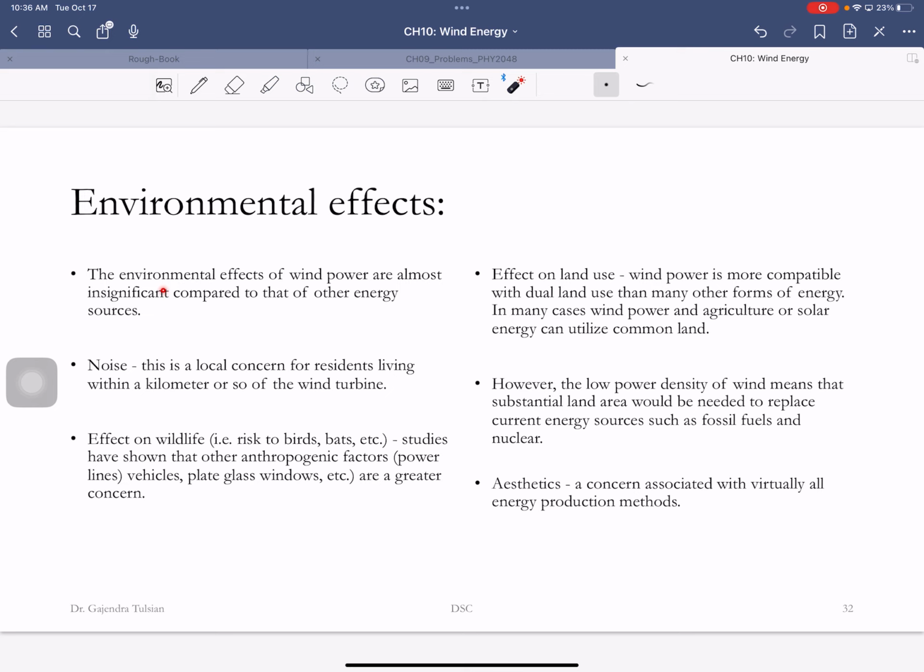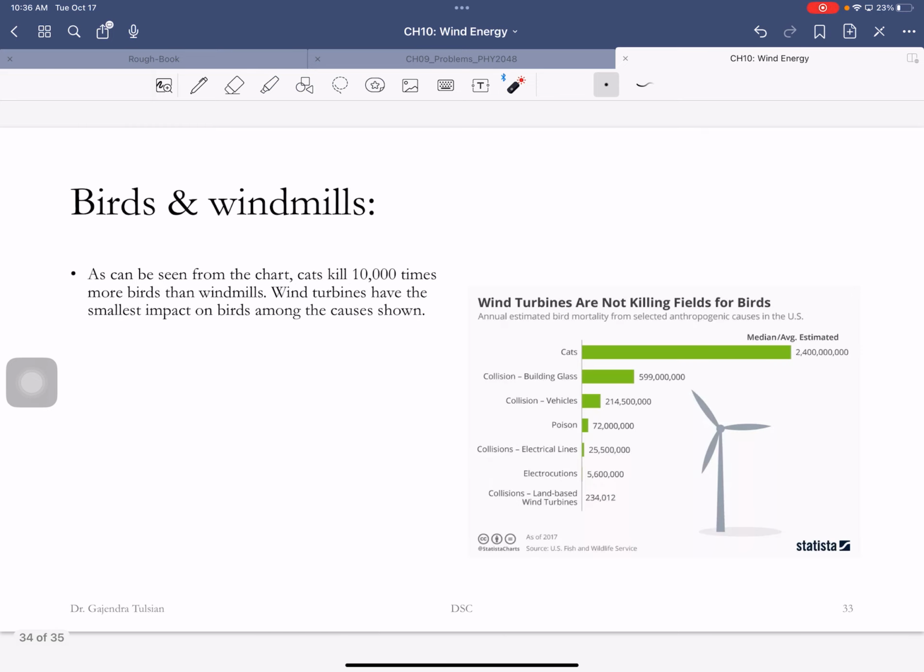Environmental effects of wind power are almost insignificant. You hear about windmills killing birds. Look at this number: cats kill 2.5 billion birds. Wind turbines only about 250,000. More birds die, 600 million, by flying into buildings. Why do they fly into buildings? Is it the glass? Yeah.